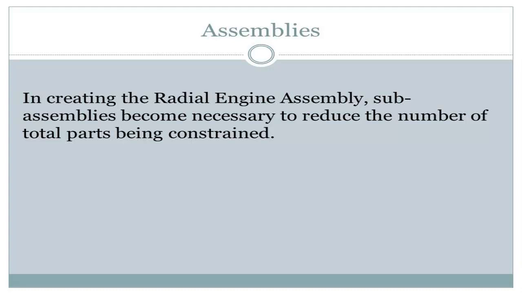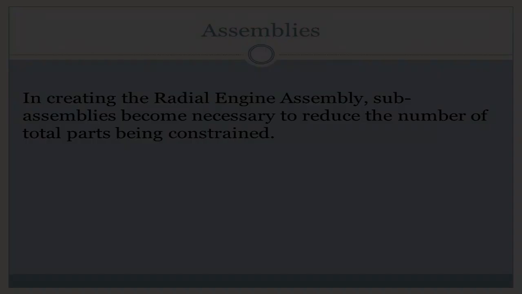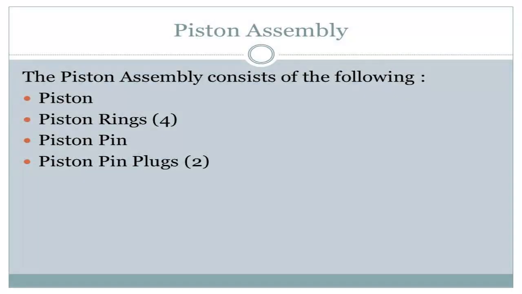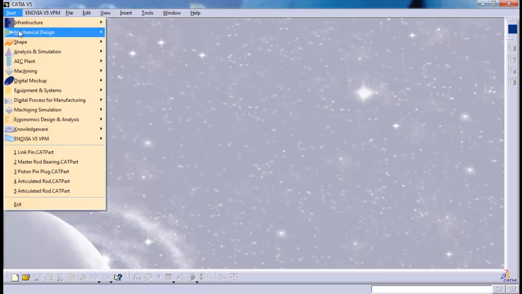In creating the radial engine assembly, sub-assemblies become necessary to reduce the workload of constraining many components. The first sub-assembly that will be used is the piston assembly, which consists of the piston, piston rings, piston pin, and the piston pin plugs.